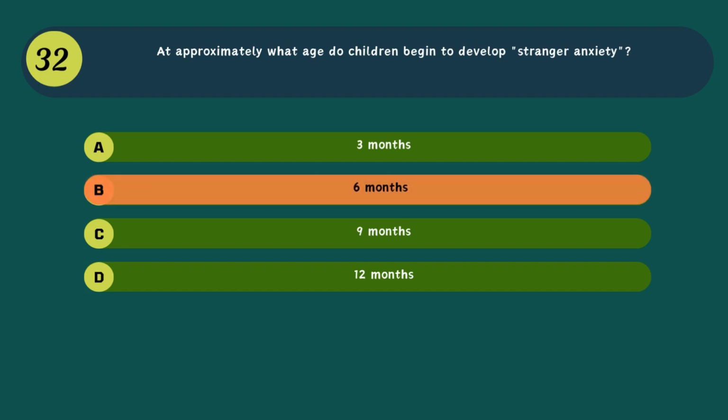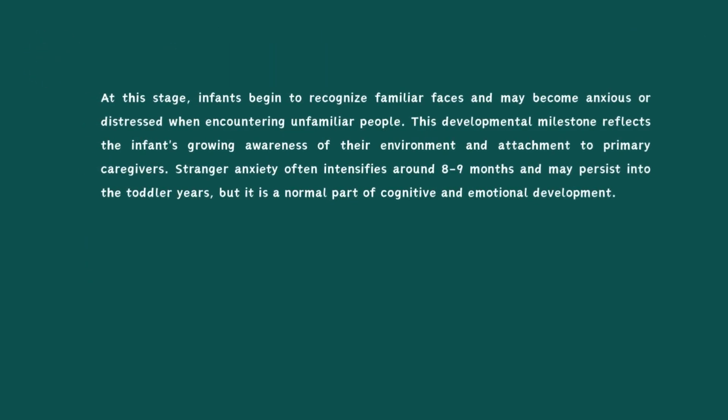Correct answer. B. 6 months. At this stage, infants begin to recognize familiar faces and may become anxious or distressed when encountering unfamiliar people. This developmental milestone reflects the infant's growing awareness of their environment and attachment to primary caregivers. Stranger anxiety often intensifies around 8 to 9 months and may persist into the toddler years, but it is a normal part of cognitive and emotional development.